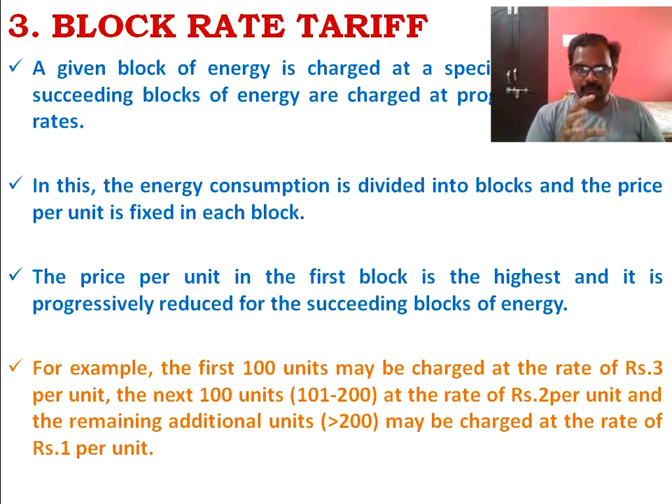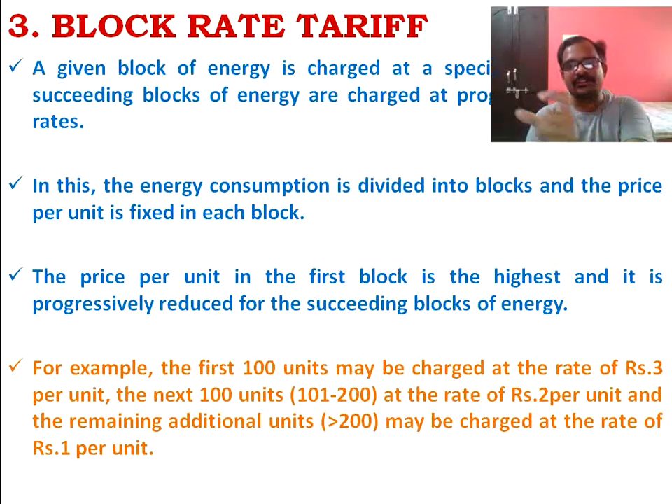Here the total electrical energy consumption is divided into separate blocks, and the first block is charged at a very high rate, and the remaining succeeding blocks will be charged at a decreased rate. Say for example, the first 100 units may be charged at 3 rupees per unit. The next 100 units, that is from 101 to 200 units, will be charged at 2 rupees per unit, and anything more than 200 will be charged at 1 rupee per unit. It's an example. So I consumed 500 units. Then how it will be charged? For first 100 units, 3 rupees.